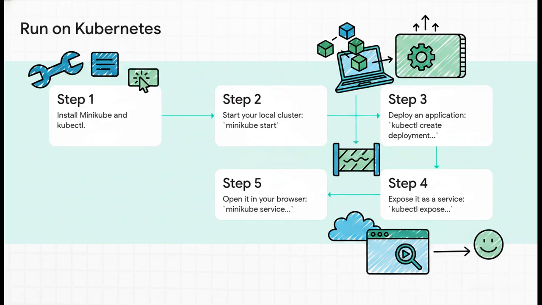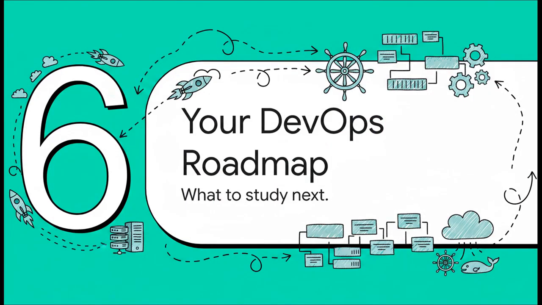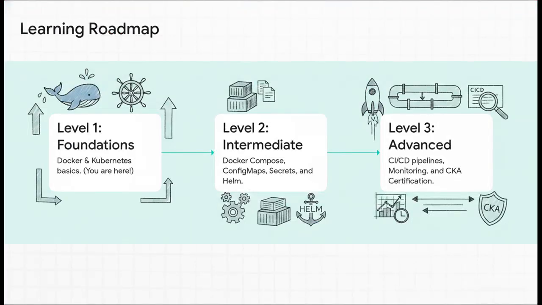That's a huge step. Okay, take a breath. You've just covered an incredible amount of ground. You get the core ideas, you've run your first Docker container, your first Kubernetes deployment. So where do you go from here? What's the path forward? Well, this roadmap gives you a pretty clear picture. Guess what? You just finished step 1, the foundations.